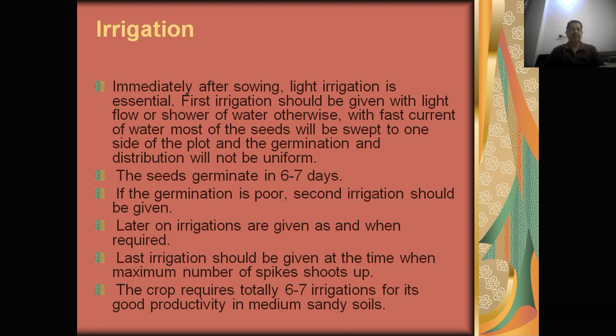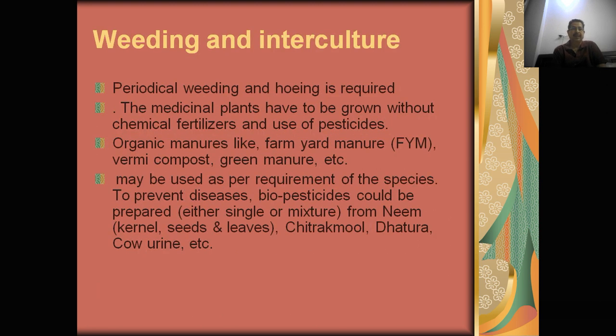Later on, irrigations are given as and when required. The last irrigation should be given at the time when the maximum number of spikes shoot up. The crop requires totally 6 to 7 irrigations for good productivity in medium sandy soil. Then weeding and interculture.